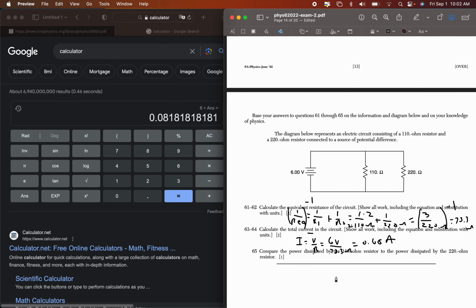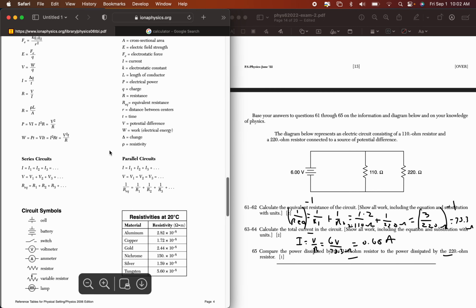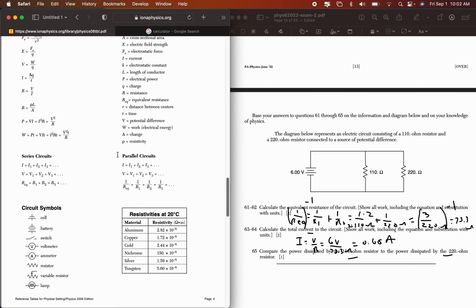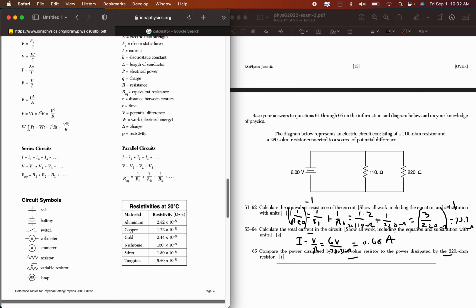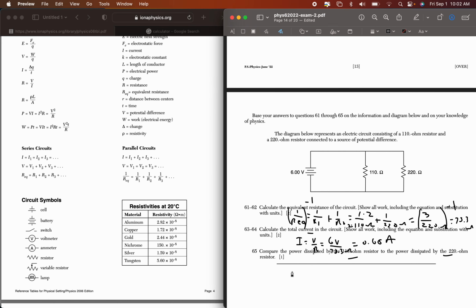Okay, compare the power dissipated by the 110 ohm resistor to the power dissipated by the 220. So the power dissipated by the 110 ohm resistor, so we have the formula right here. Power, we want to see something with resistance so we can compare. Okay, power equals, I think I got it. Power equals V squared divided by R.